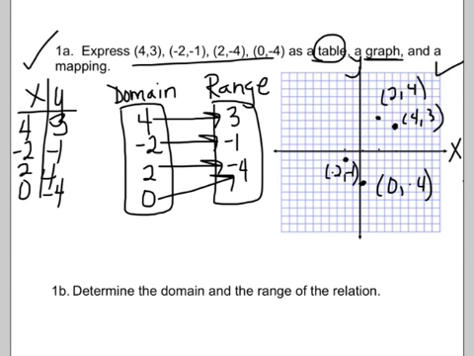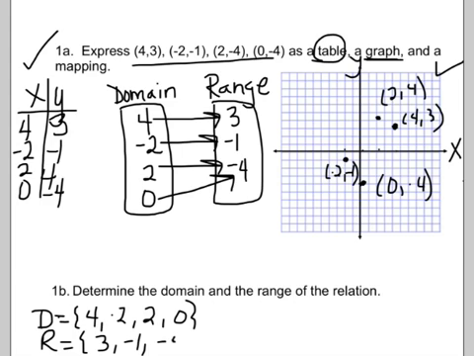Then look at the second part of this question. It says determine the domain and the range. Well, we've really already done that, right? When we made the table, we got the x and the y, or especially when we did the mapping. So all you're going to say is, okay, my domain is equal to the set of 4, negative 2, 2, and 0. My range is equal to the set of 3, negative 1, and negative 4. Again, I don't have to list that negative 4 twice. I only have to put it once, even though it's in 2 of my ordered pairs.